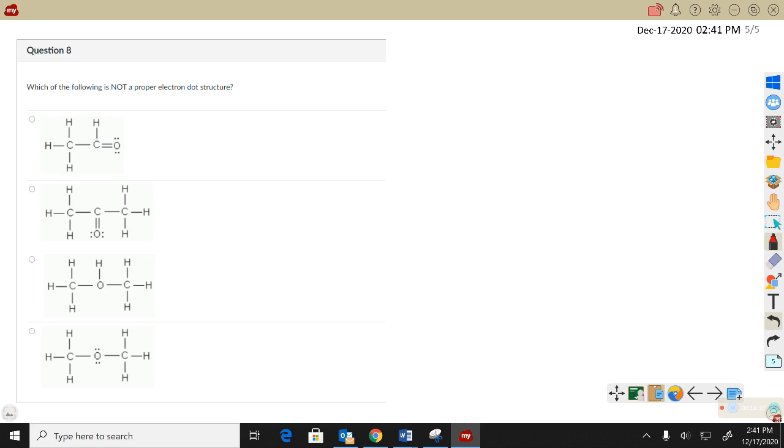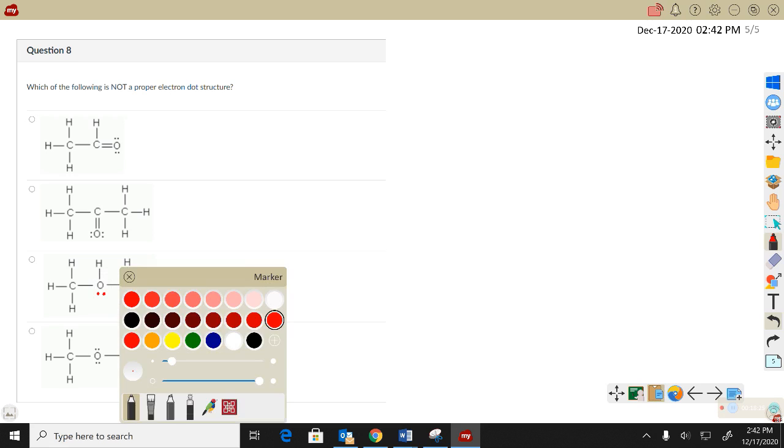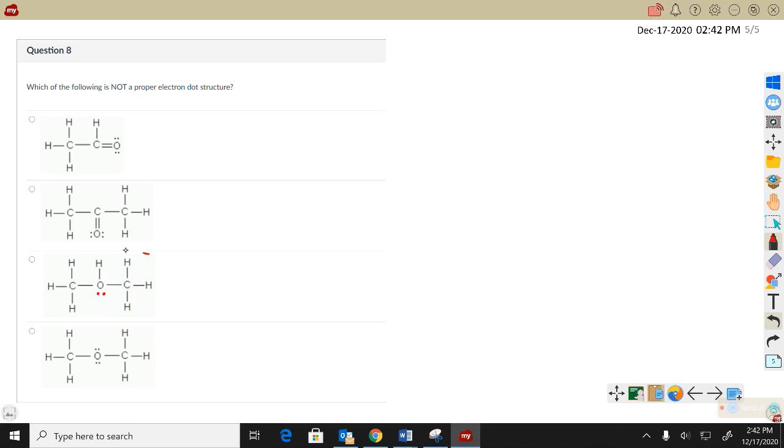Now it's this third one. Do you see the problem in the middle? That oxygen does not have an octet. He's going to need an extra lone pair. The carbon are fine, the hydrogen are fine, but oxygen's got to have an octet. Kind of like he does in the last one. If oxygen has 2 single bonds, then he's going to need 2 lone pairs.